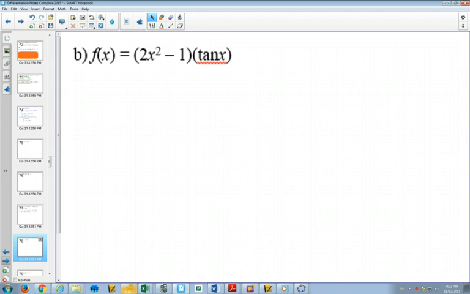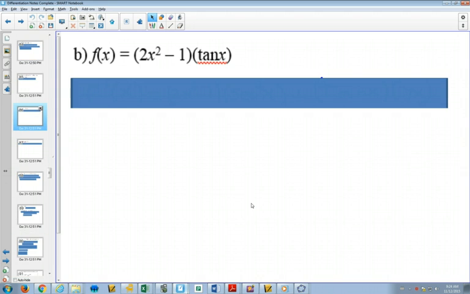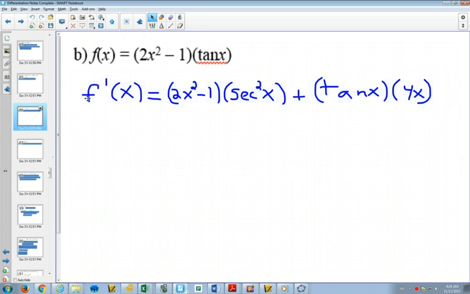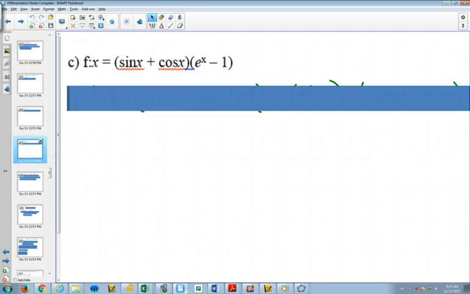There's part B. Try part C as well. Check your answer for part B. And then check your answer for part C.